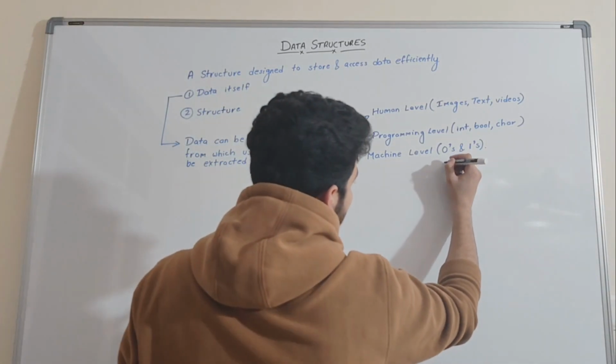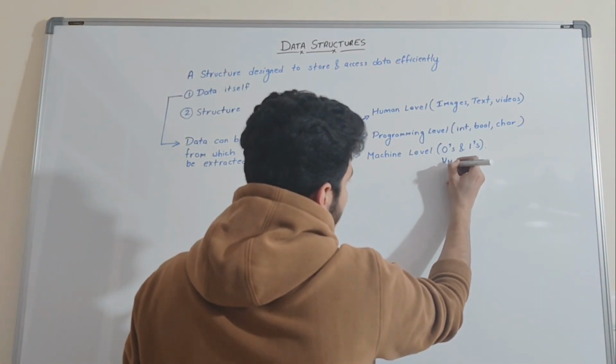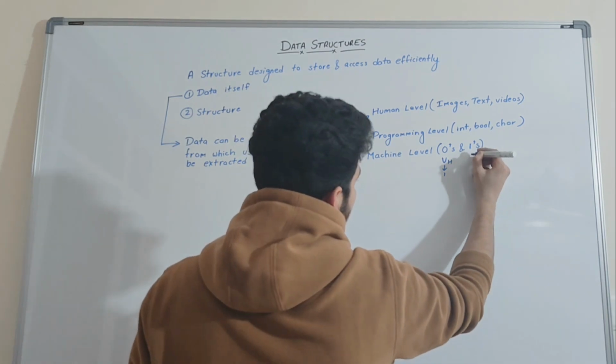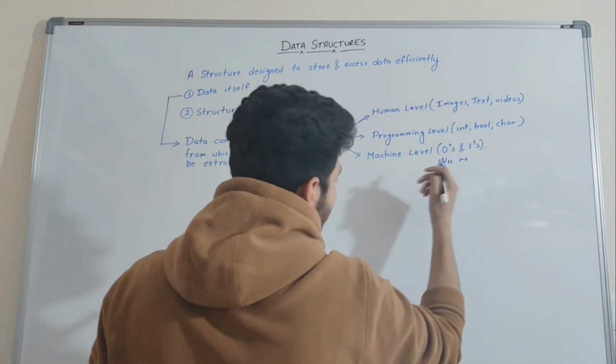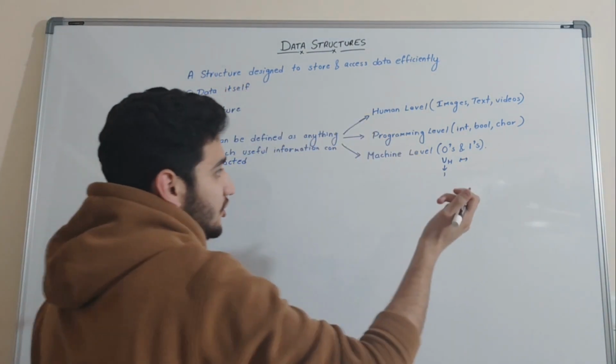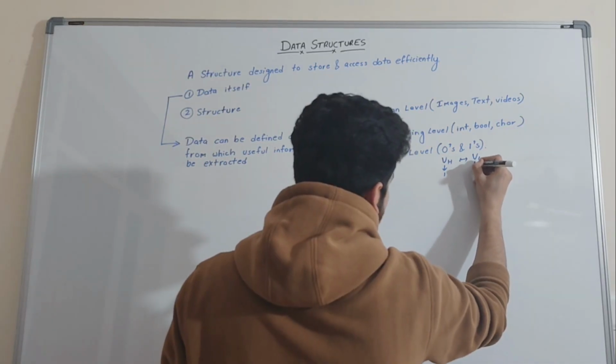So if current is flowing, voltage is high, we call it a 1. And if current is not flowing, charge is not stored, or voltage is not present, we call it a 0.